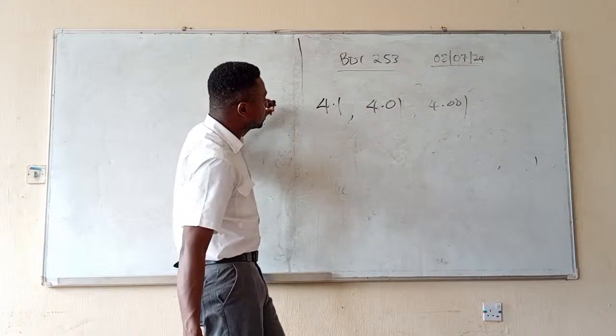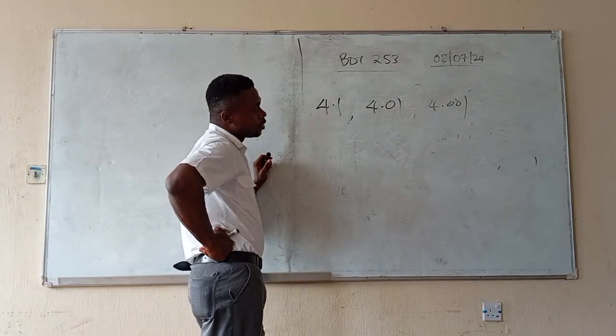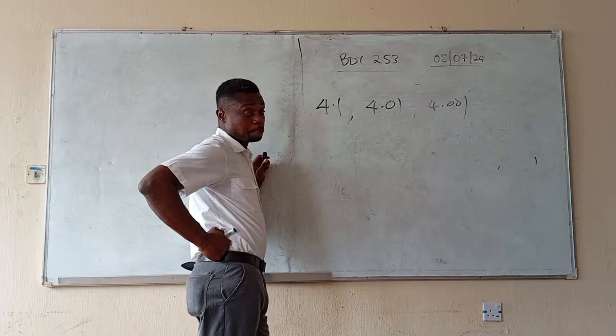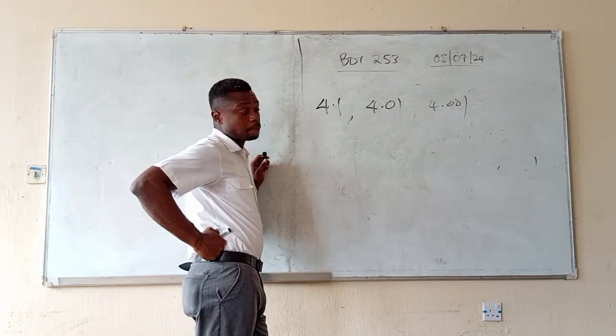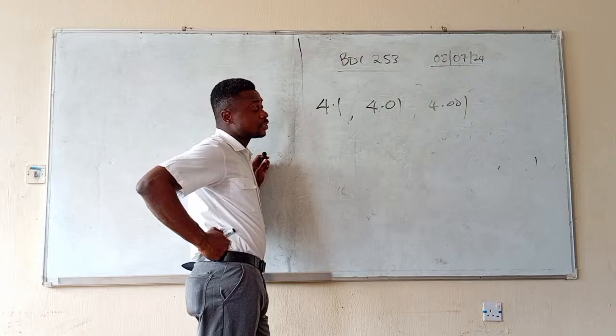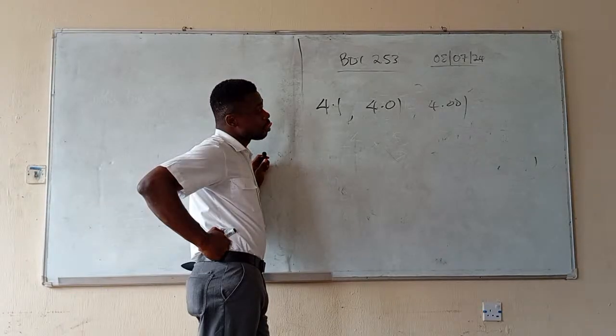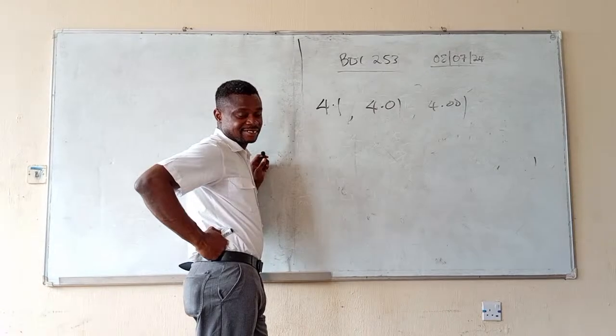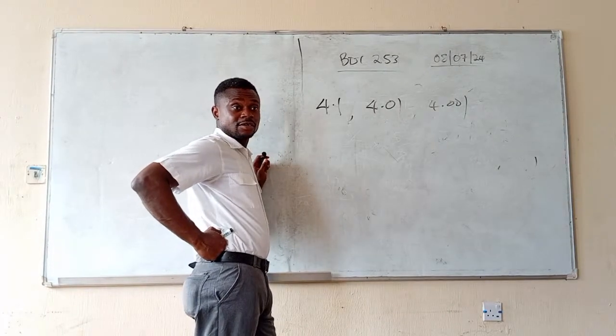Can someone tell me, of these three numbers, which one is the smallest? 4 point what? 4.001. Good. It's easy, right?